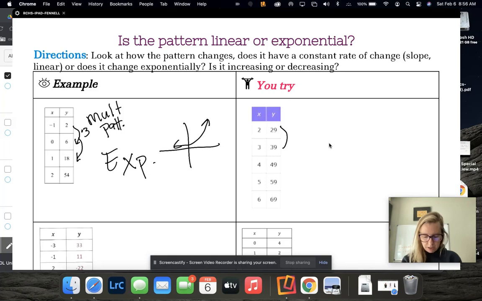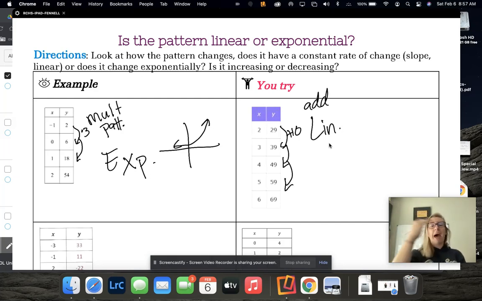All right, how about this one? Well, I'm adding 10. Looks like I'm still adding 10. Still adding 10. So this is linear because it's a plus 10. So when we're adding or subtracting, we're linear. So if the pattern is multiplication, then it's exponential. If the pattern is addition, then it's linear. Okay, so it's constant. When we are adding the same amount each and every time, that's a constant rate of change. That's the definition of a line.